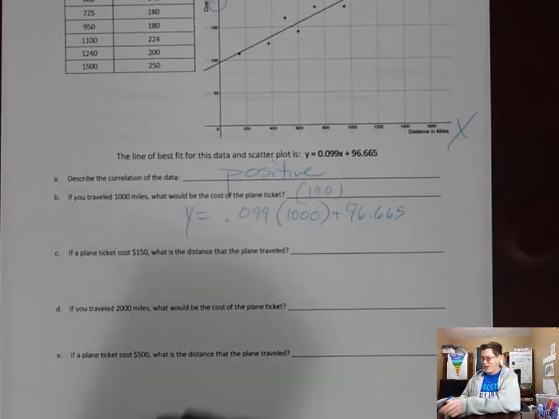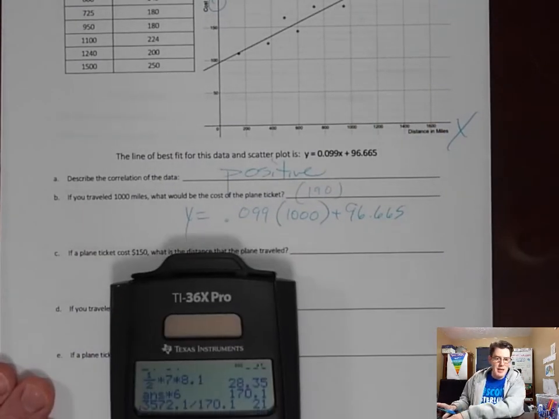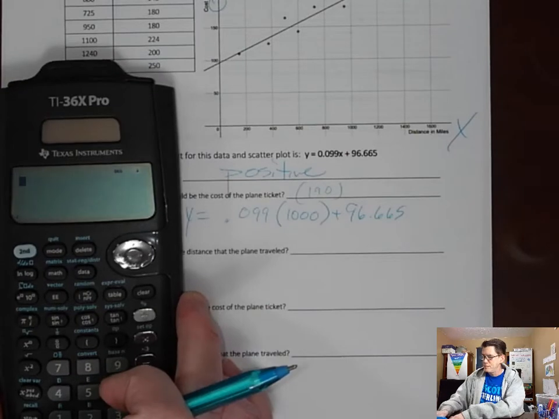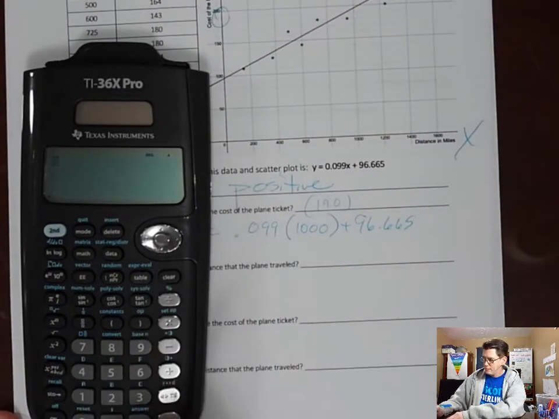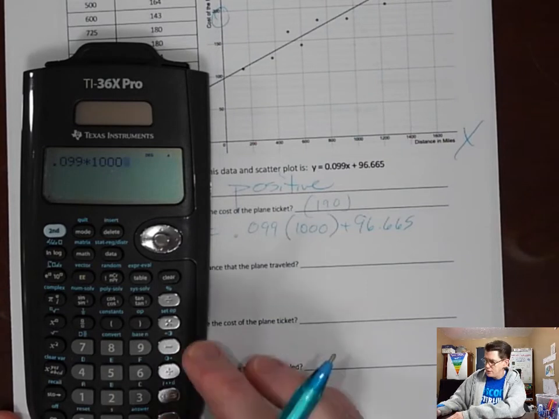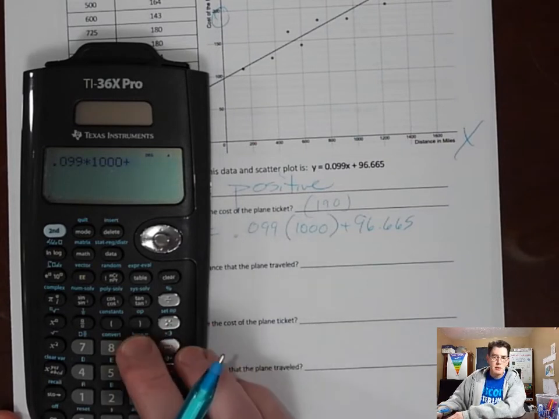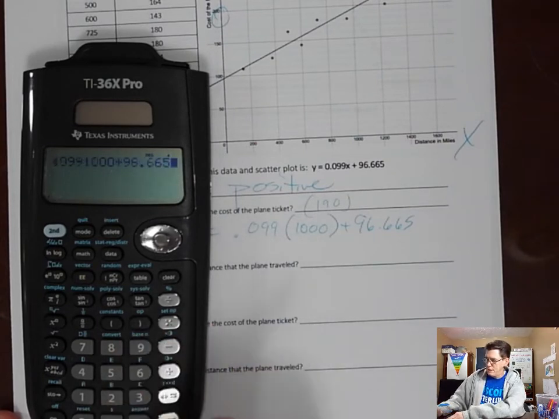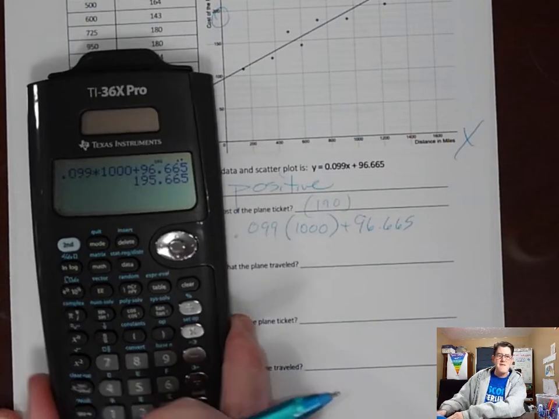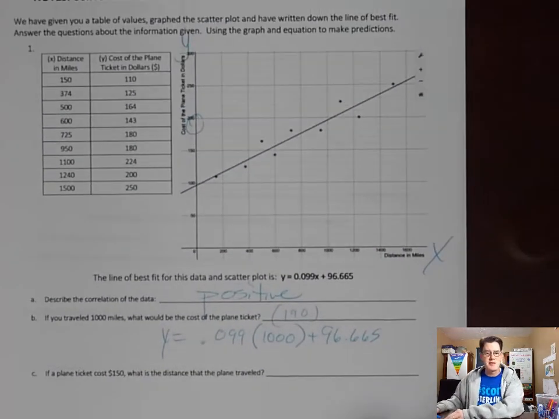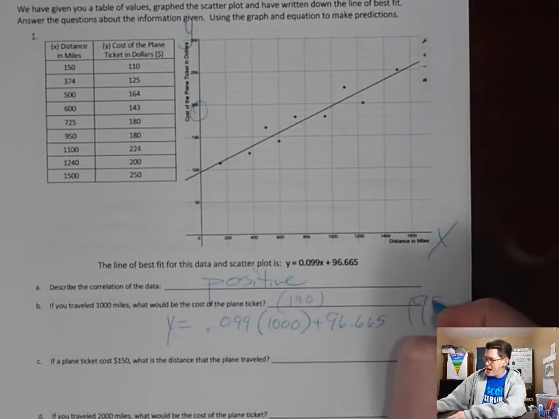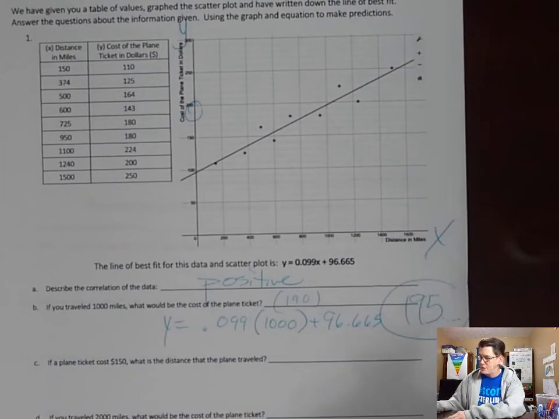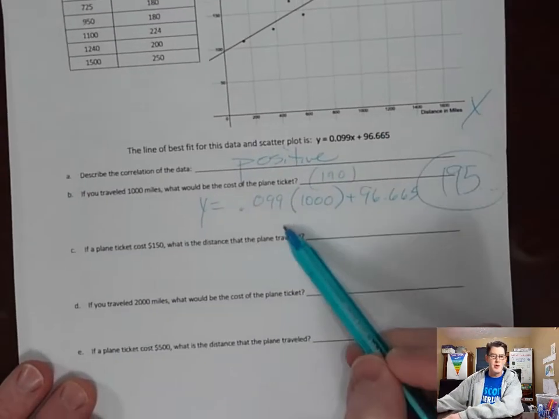Okay, I'm thinking, should I do this? No, I'm taking too much of your time already. Here we go. 0.099 times 1,000 plus 96.665, here we go, 195. Look how good this line of best fit serves us. 195 was the answer. You can work that through on all of these.